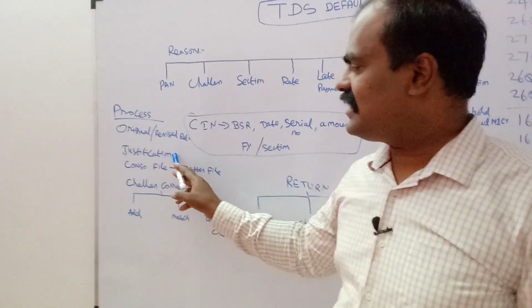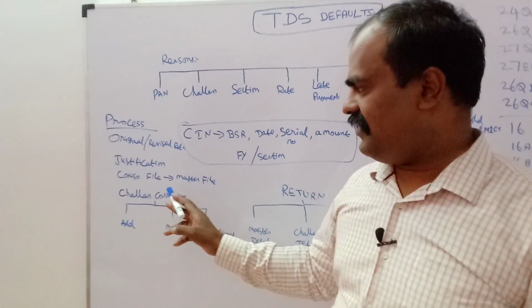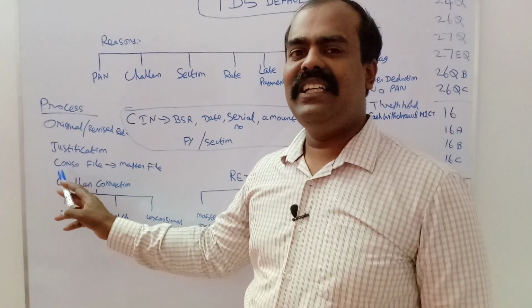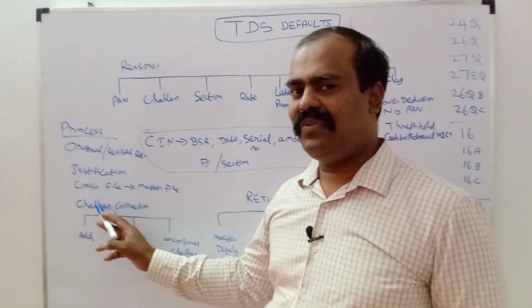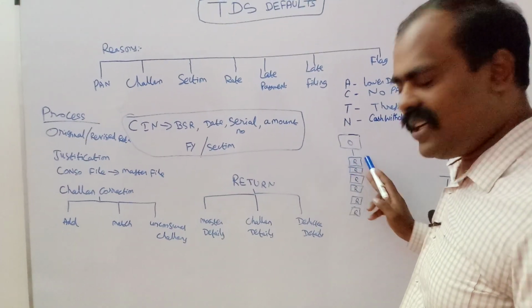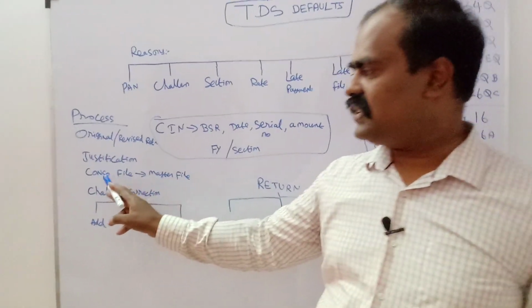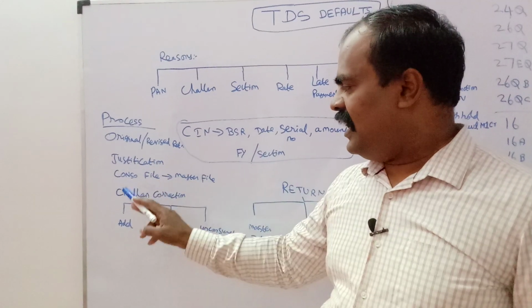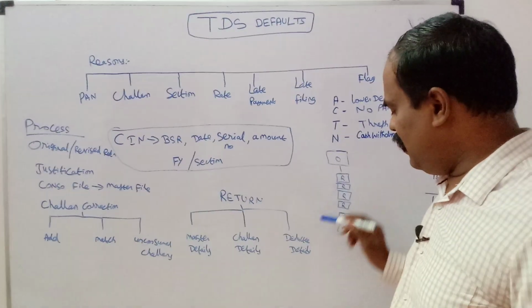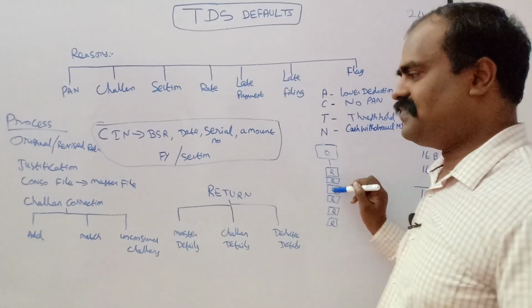After the justification report, after finding the faults, now we are going to download the console file. Console file is nothing but a master file of the original return and all revised returns. It's a master file. You can correct it and you can upload it. Your upload will become your revised return.